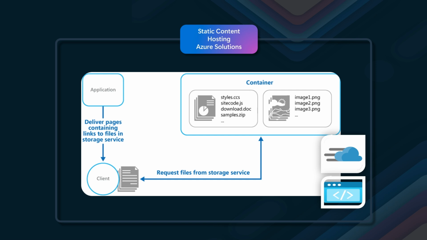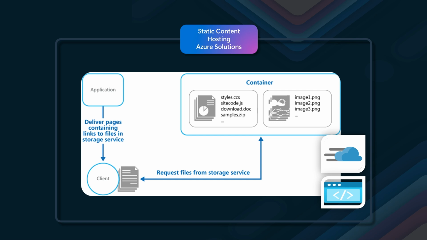So, application delivery. This journey starts with our application, which is responsible for delivering pages containing links of files stored in an Azure storage service. These pages are then sent to the client's browser, paving the way for efficient content delivery. When the client receives these pages, they contain references to various static resources such as style sheets, JavaScript files, documents, and images. The client then initiates requests to the Azure Storage Service to fetch these files.